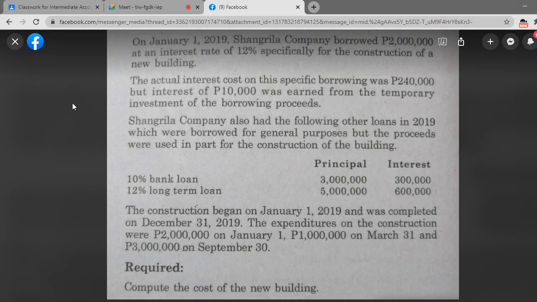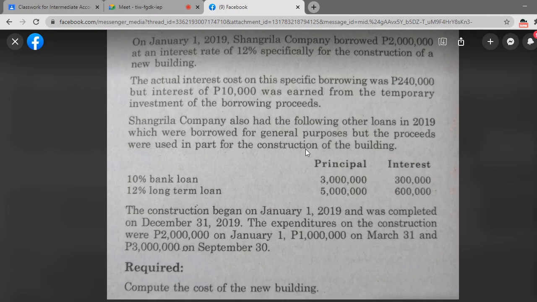Alright, so I was just giving you time para mubasa and then sabay-sabay na lang tanga mag-compute. Alright, for Shangri-La Company, what's new about this problem is that we have a specific borrowing, tama? And aside from that specific borrowing, we also have general borrowings. Specific borrowing, wala tayong problema kasi nakalaan talaga siya for that certain project or construction. Sa principal, sa general borrowing tayo, medyo magkakaroon ng complications. But alam naman natin, kaya natin, di ba?